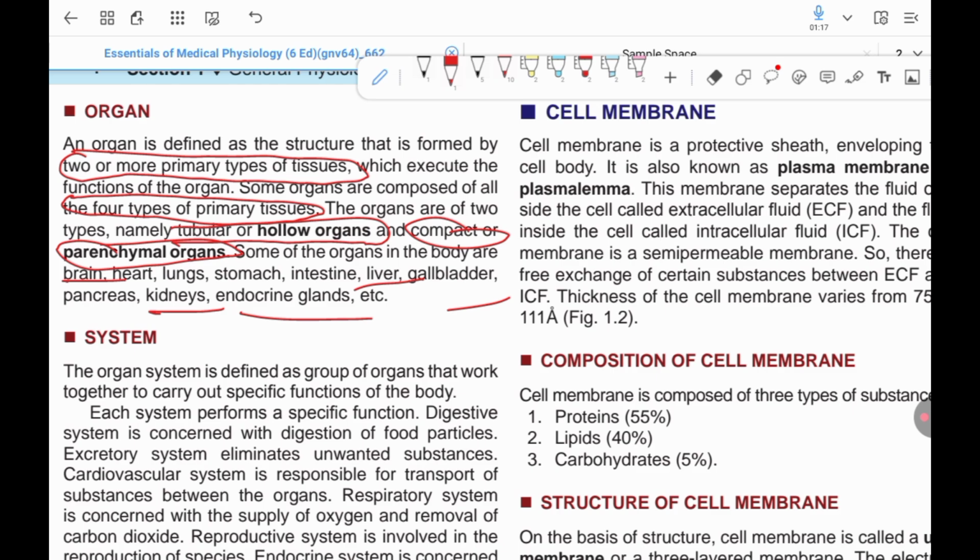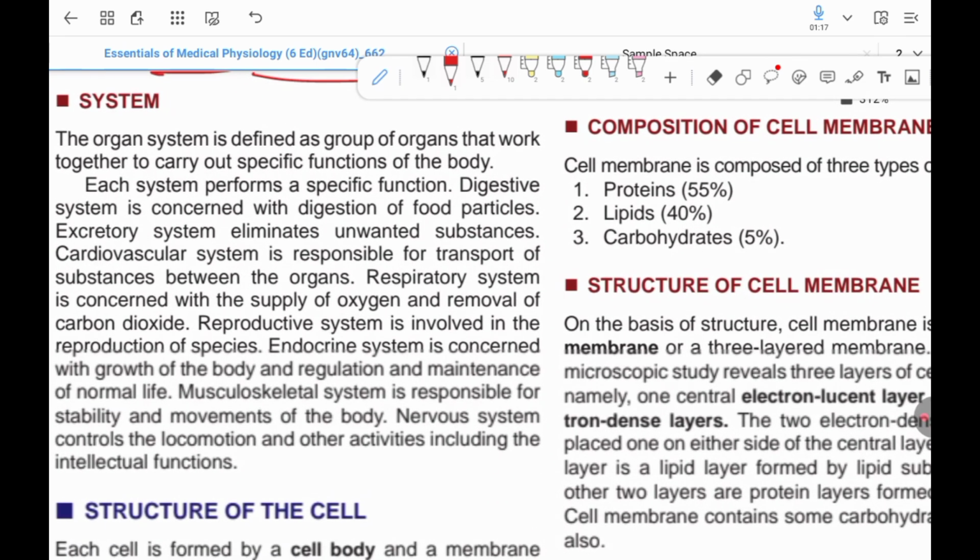What are tubular or hollow organs? There is a presence of a cavity or space in that organ. That's why we call it a tubular or hollow organ. Examples of tubular or hollow organs are the stomach and intestine.